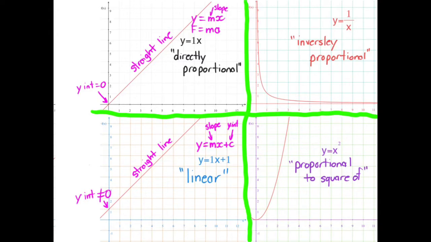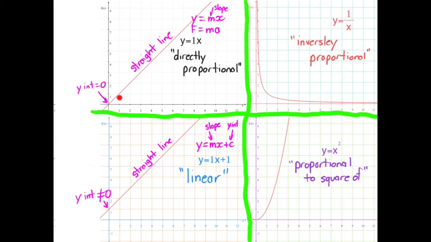Finally, we want to look at a proportional to the square of relationship. So y equals x squared. So what we see here is our typical quadratic type shape. So when x equals 1, y equals 1. 1 squared is 1. When x equals 2, y equals 4. 2 squared is 4. When x equals 3, y equals 9. 3 squared is 9. So this quadratic is increasing at an increasing rate, which is another way we like to say this.